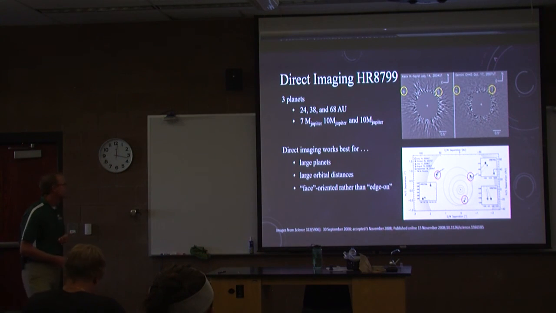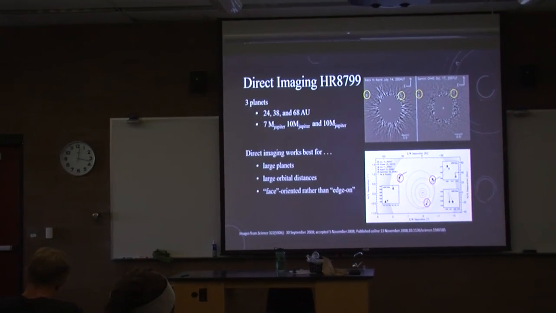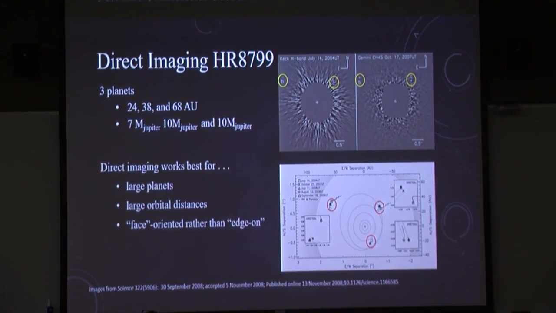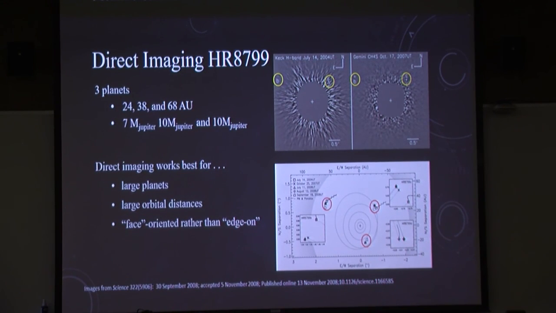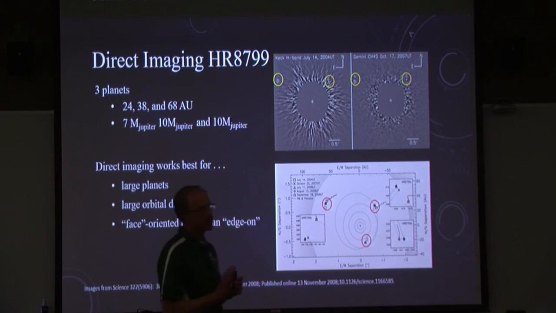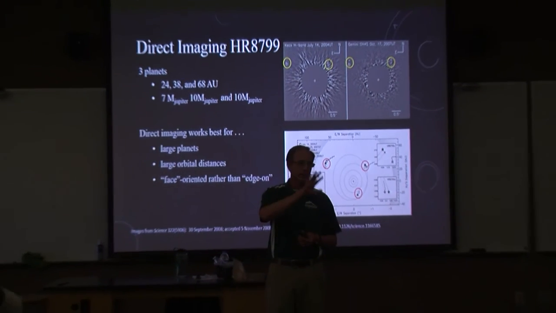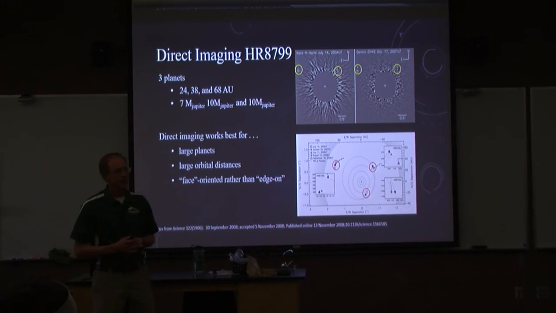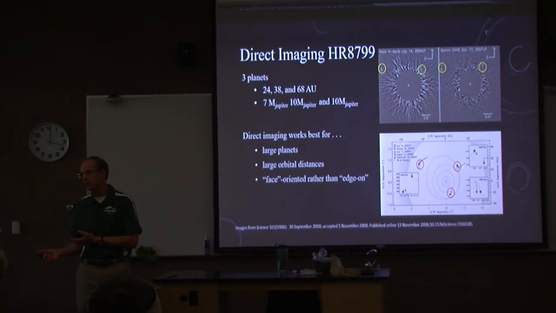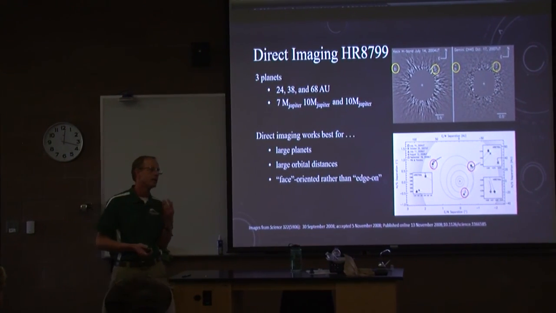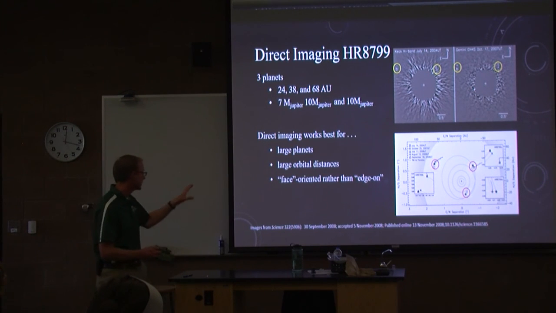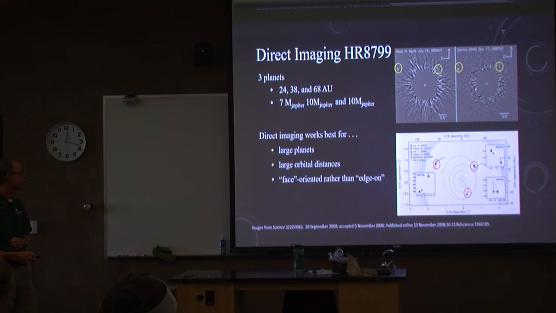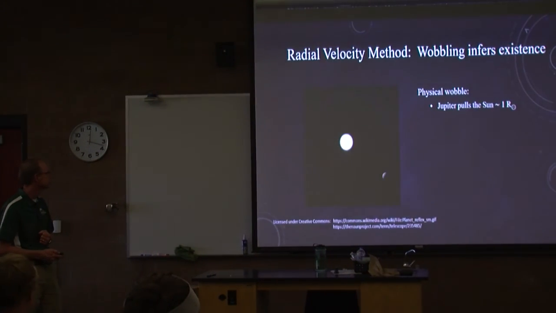So if you take the idea of direct imaging, as was said in that very short clip there, it works best for really large planets, so you can see them. It works best if they're really far away from their star. And it's best if they have a face-on view, so you get to see the full extent of that solar system as opposed to the edge-on view. In some ways, this is complementary to most of the other techniques that have been finding the vast majority of our planets. So it's nice to have this separate confirmation of other systems out in the universe.